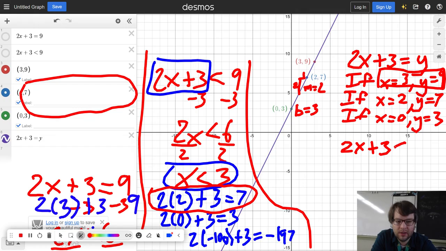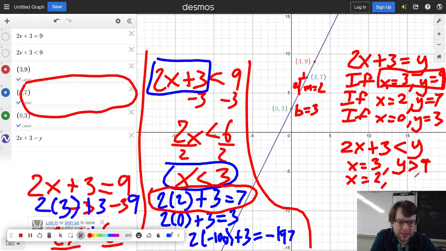2x plus 3 is less than y. Now here's the thing. We know that if x is equal to 3, then y can't equal 9 anymore because 2 times x plus 3 is exactly 9. So y needs to be bigger than 9. If x is equal to 2, 2x plus 3 equals 7. So now we know that y needs to be bigger than 7. And similarly, if x equals 0, then we know that y needs to be bigger than 3.